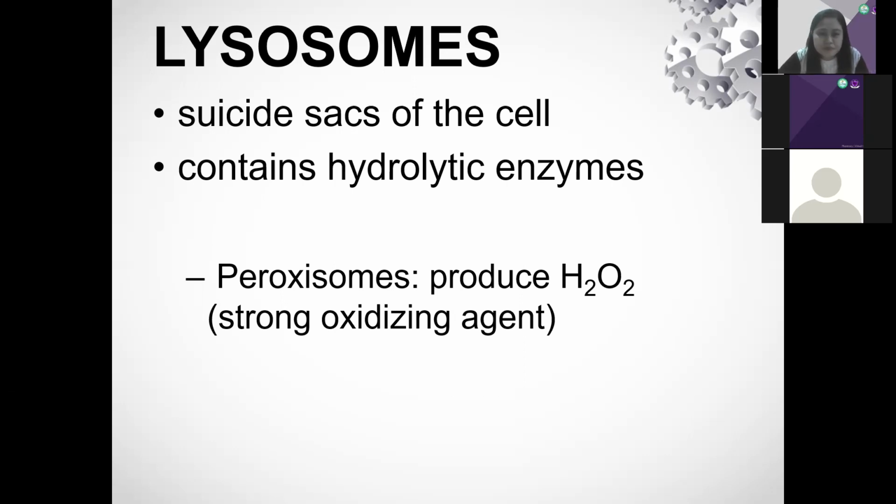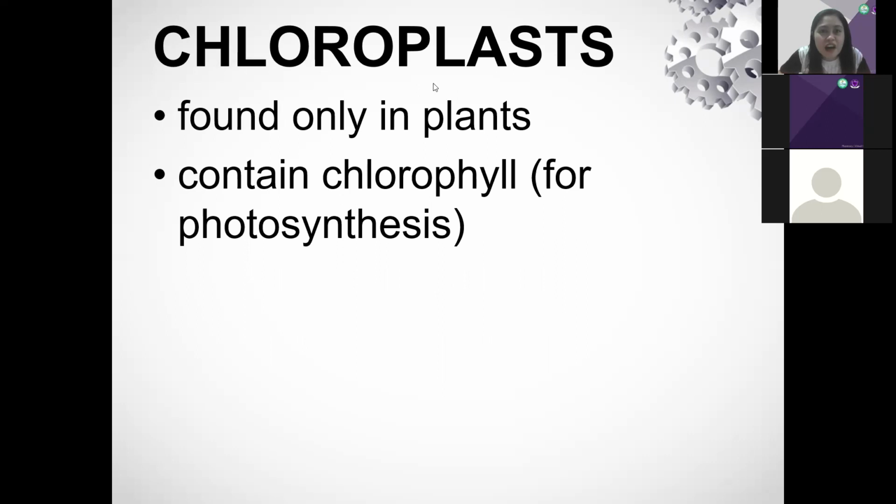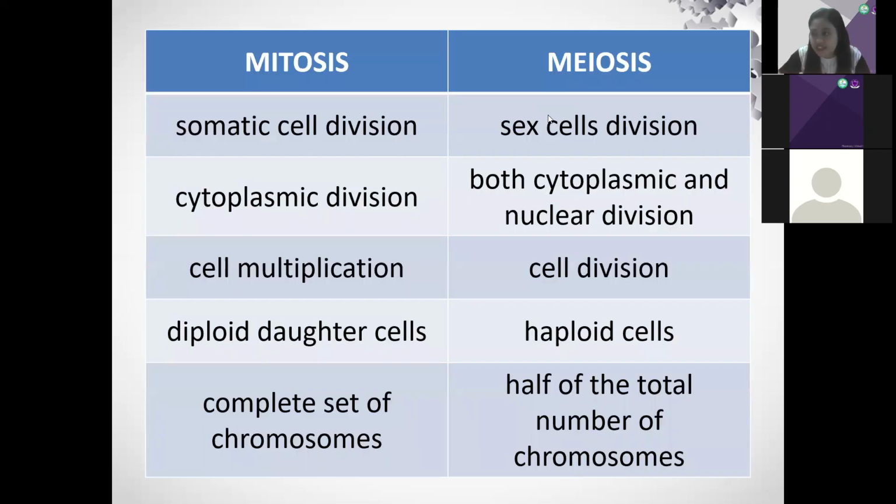So that is the reason why it's called suicide sacs of the cell. So examples of lysosomes are the peroxisomes, which produce aside from the enzymes, mga chemical substances like the hydrogen peroxide, which is a strong oxidizing agent. Okay? And then we have the chloroplast, which is found only in plants and nagpo-produce ng chlorophyll, which is the green pigment na very important during the photosynthesis. Okay? Now, questions about the organelles before tayo move on with the cell division.